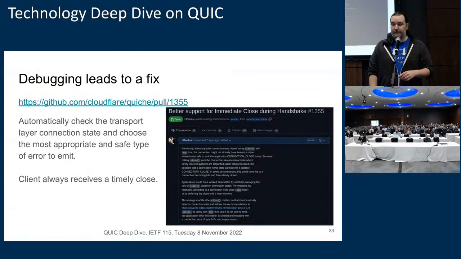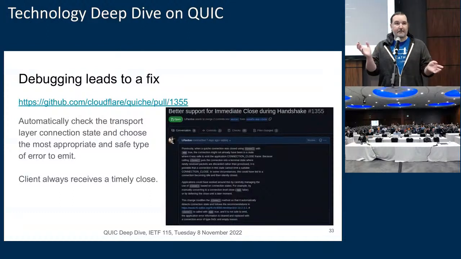Next slide. And so that debugging, given I had some tooling and some knowledge of where to look, quite quickly I was able to turn that into a unit test, come up with a fix, which was a one-liner. And now the client will always receive a timely close. Next slide.